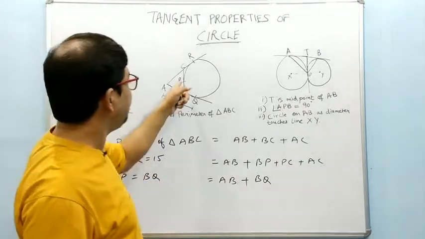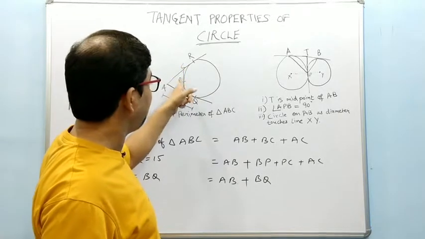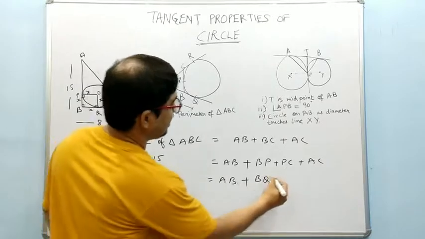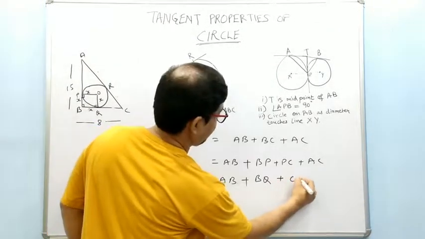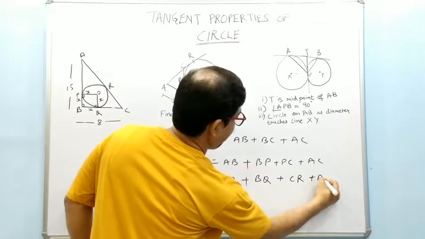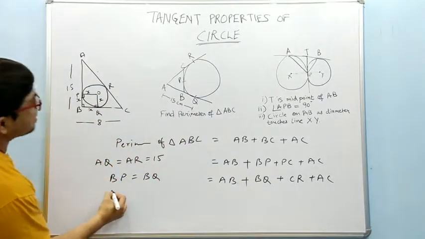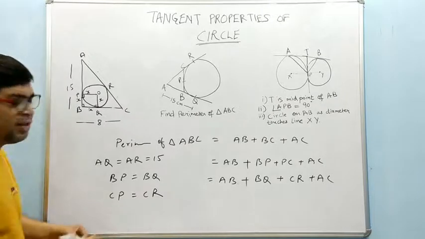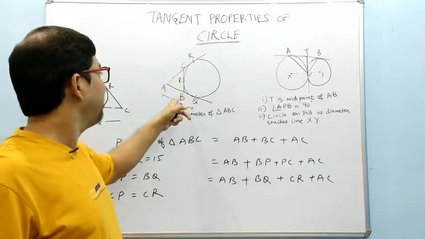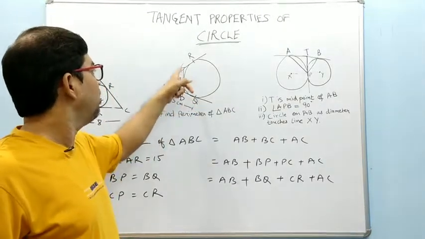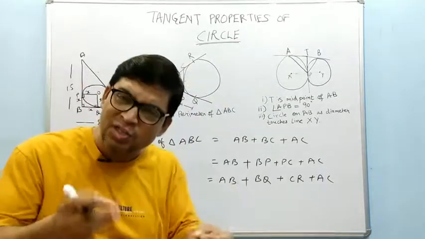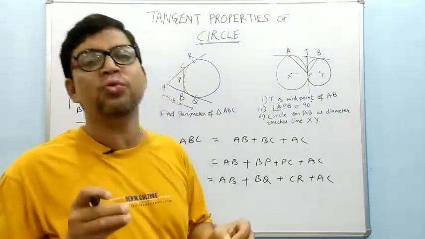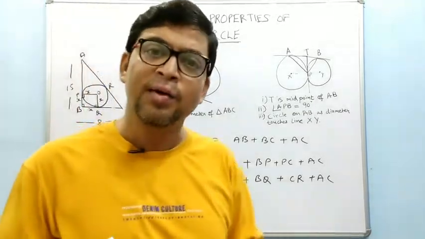And for PC, for CP, what will I write? Very much clear from the figure, that is CR, plus AC. So we just got here that CP is equal to CR. That AQ is equal to AR, BP is equal to BQ, CP is equal to CR. That's only we are getting from this figure, and we have to make use of that to get what we want.